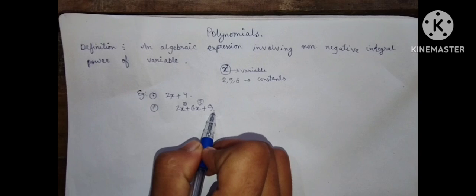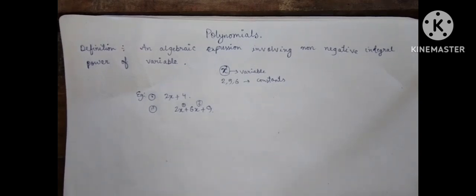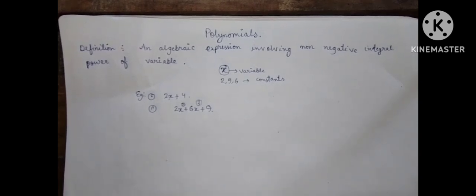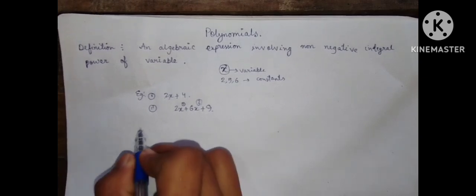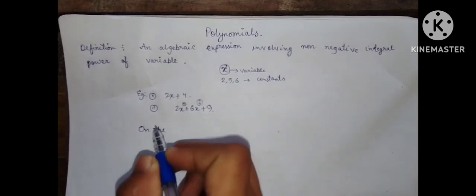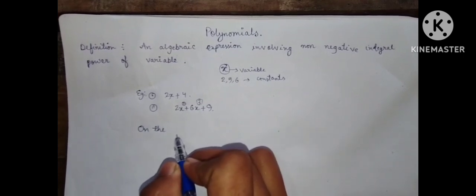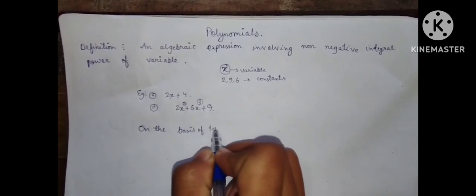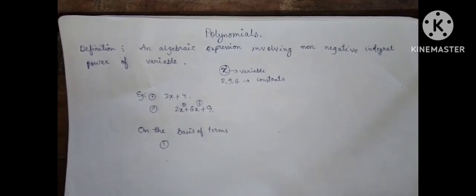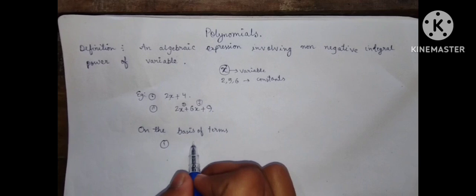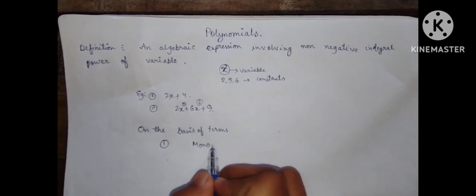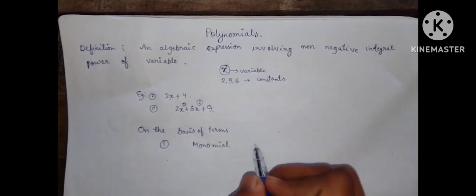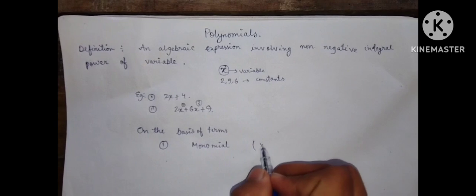Okay, now polynomials can be classified in various types. Okay, now on the basis of terms, in how many cases the polynomials are divided, let us see. Okay, so on the basis of terms, our first polynomial, which is monomial. Okay, monomial. Now monomial means, mono means one.